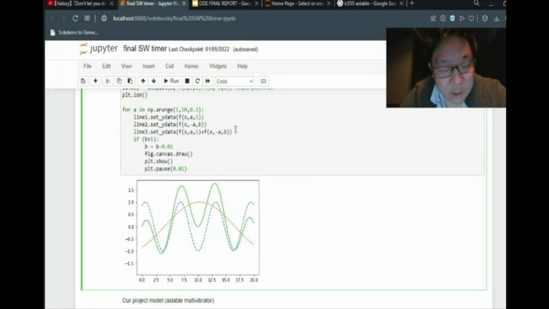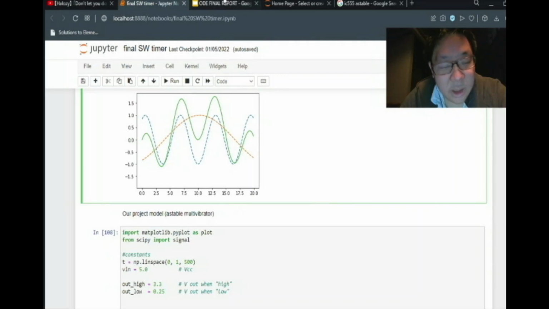And here we'll plot the waves. The blue dotted wave is the wave that's going to the left, the orange wave is the one that's going to the right, and the green one represents the superposition of the two waves.